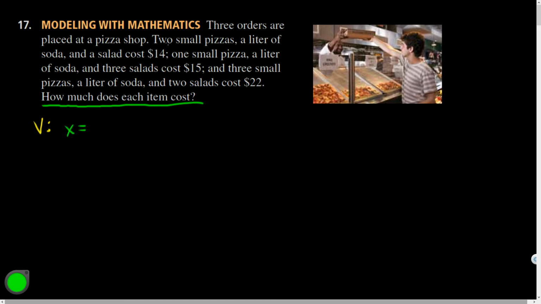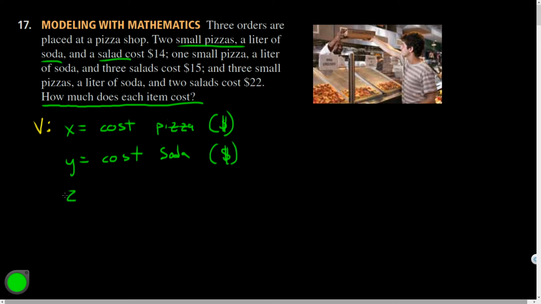So I'll say x is the price for small pizzas. Looks like soda is another thing and salad is a third thing. So I'm going to say x equals cost for pizza. And it looks like in all of these orders, they were small pizzas. y equals cost of soda. So that's also measured in dollars. And z is the cost of salad.